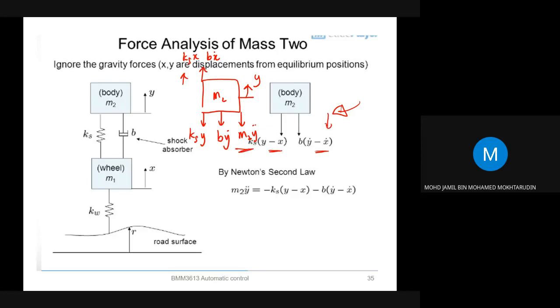So tulis inertia kat sini. So sometimes if you forgot inertia, kena tolak markah. So macam ni, dia buat ni salah lah kalau ikut exam. Okay. So jangan lupa tulis inertia.